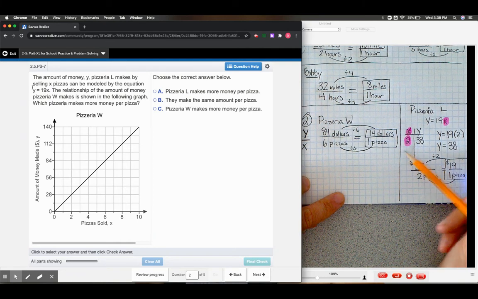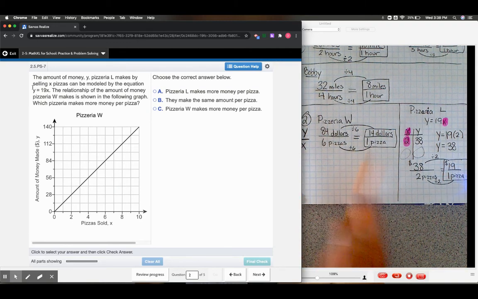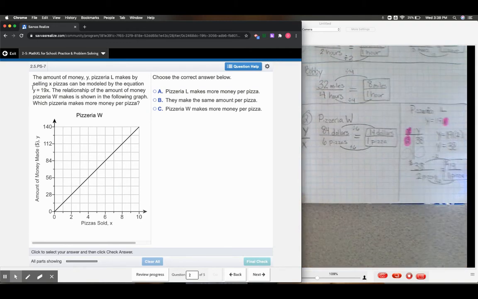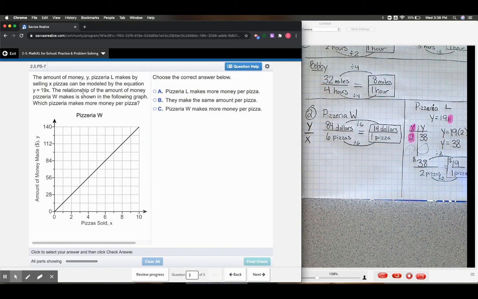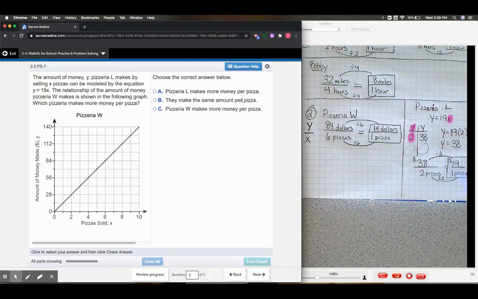And I'd challenge you guys to think of another number, calculate it, and see if the unit rate comes out to be the same, or am I a liar? All right. But we have 2 pizzeria shops. We have 2 unit rates. It is time to compare. Let's look at the options we have to compare right here. A, Pizzeria L makes more money per pizza. Whoops. B, they make the same amount of pizza. C, Pizzeria W makes more money per pizza.